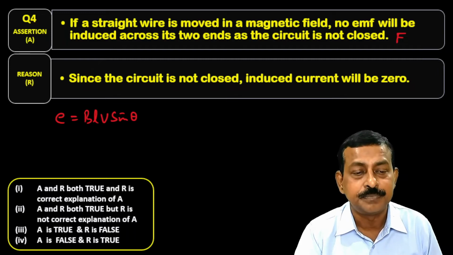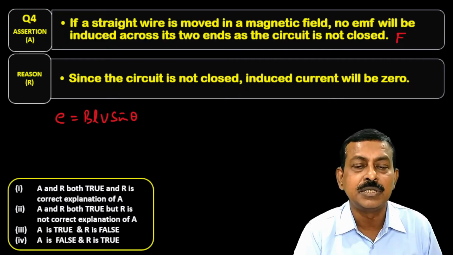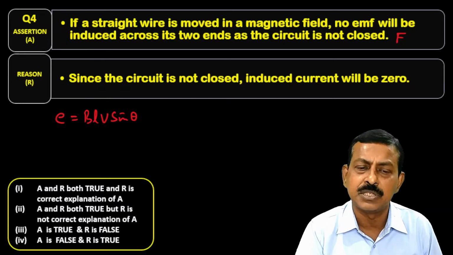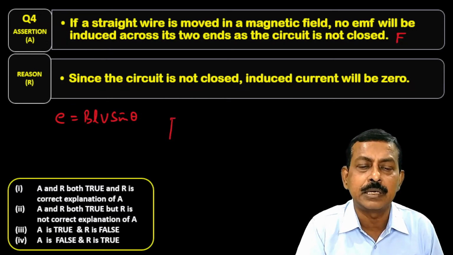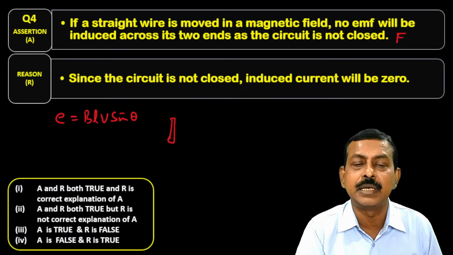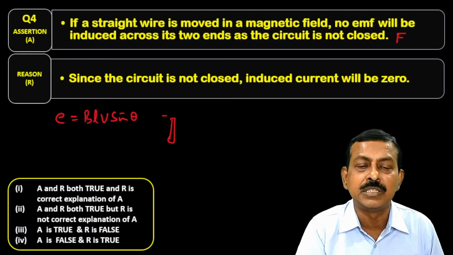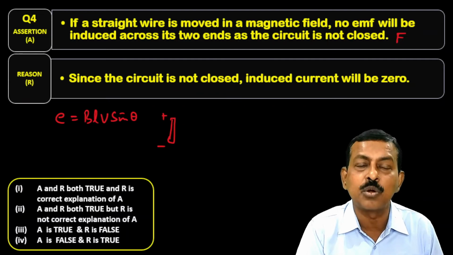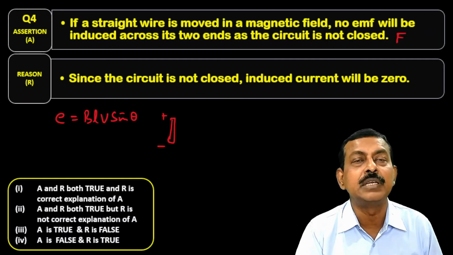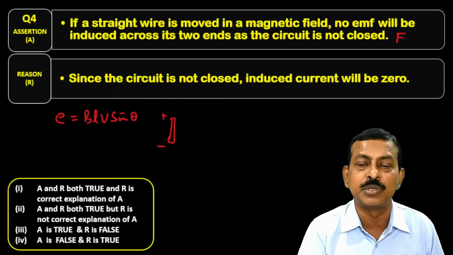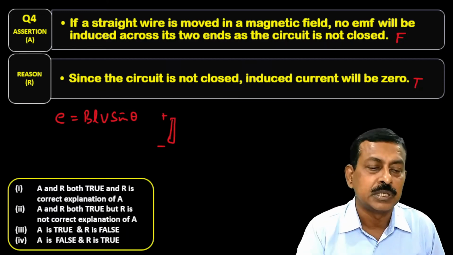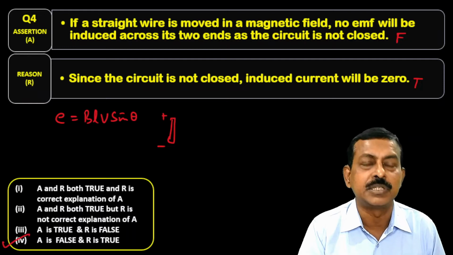Let's take now the reason part. Since the circuit is not closed, the induced current will be zero. This is also true. Suppose you have a conductor and there is a potential difference developed, suppose this end is plus, this is minus. But as this is not a closed circuit, definitely induced current will not flow through it. So the assertion is false, but the reason is true. That means the fourth option is the correct one.